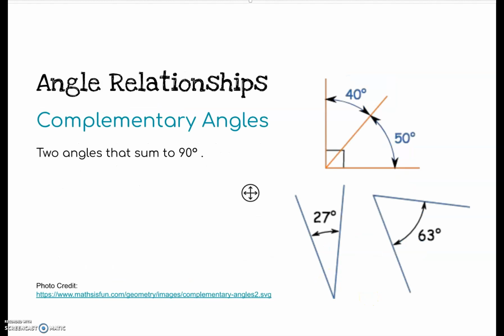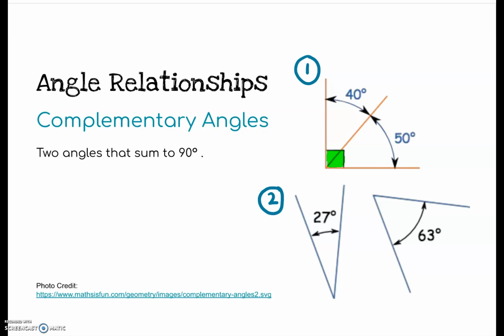Complementary angles are two angles whose measures sum to 90 degrees. Notice that in example 1, we have two angles. One angle measures 40 degrees, and the other angle measures 50 degrees. When we add these two angles together, they do sum to 90 degrees. One way we know that they sum to 90 degrees is we see that symbol again. Remember that that symbol means that these two angles create a right angle.